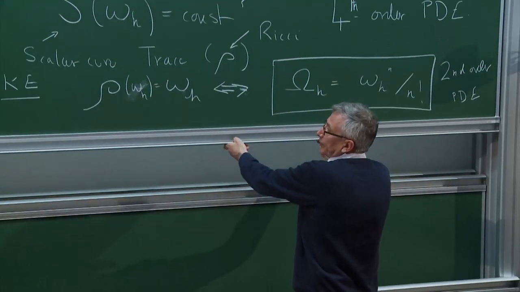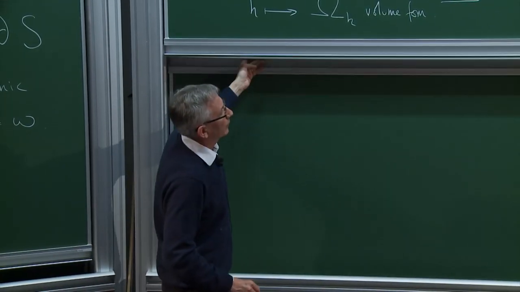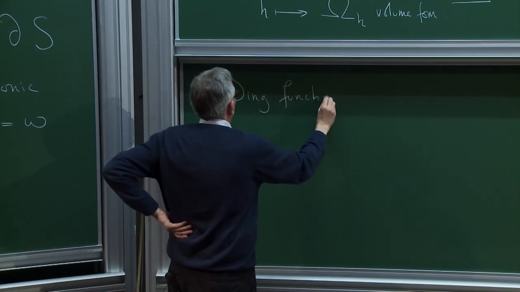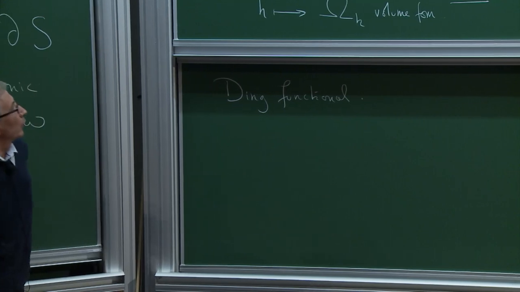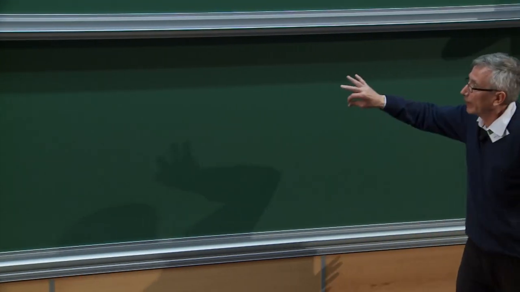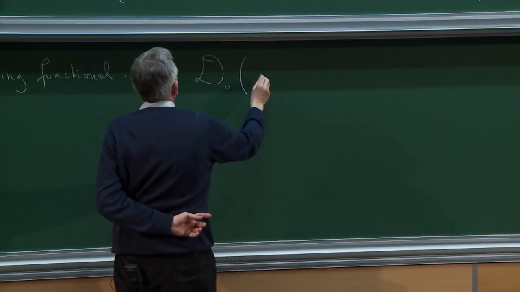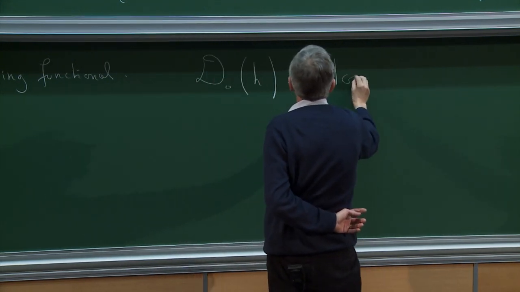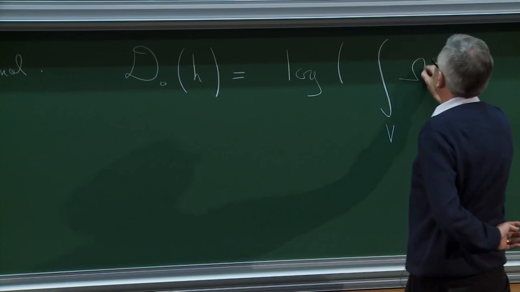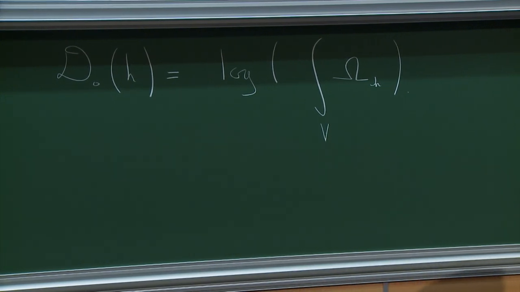So in this special Fano situation, there's a functional which is important in the theory, which was called the Ding functional. We'll introduce a slight variant of a normalized functional later, but the important part of it is just that we take, let's say, D naught of our metric h. This is just the logarithm of the integral over V of this form omega h. So it's a very simple thing.